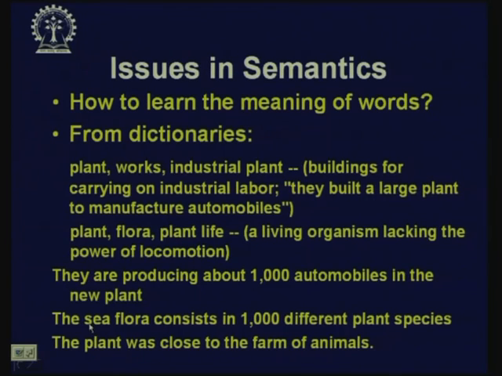Again, for this sentence, the sea flora consists of 1000 different plant species. Now, we have to understand that this plant species is not the industrial plant, but this other sense of the plant. Now, what happens to this? The plant was close to the farm of animals.